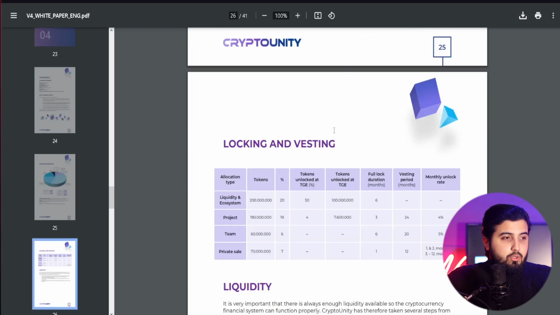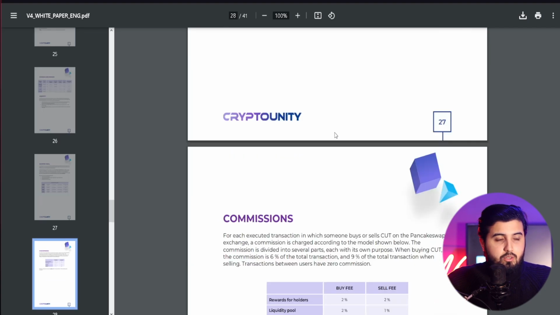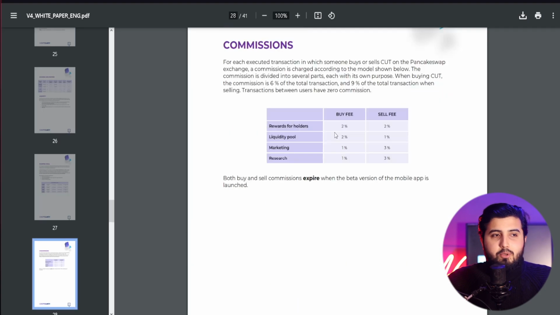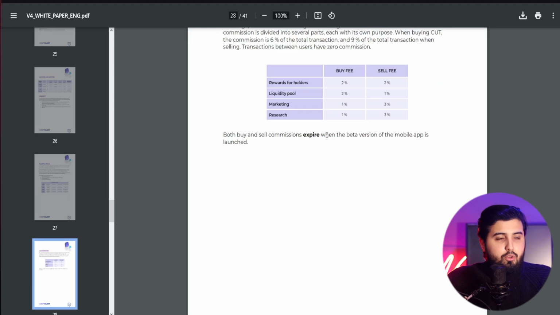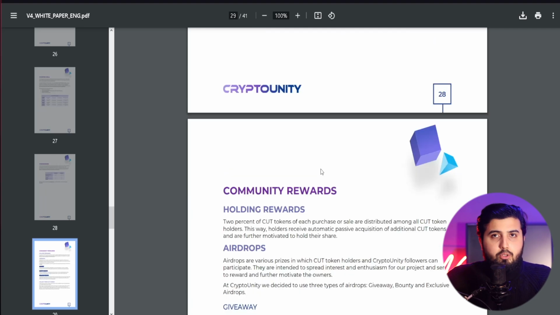Now moving forth, we can also take a look at the rewards section, where we have reward information. You can see there's a 2% on the buying fees and on the selling fees whenever CUT token is used. That 2% is used to reward holders. And there's another portion that goes to the liquidity pool to further solidify the price, and a portion of it is used for research and for marketing as well to further increase the development of the whole platform.